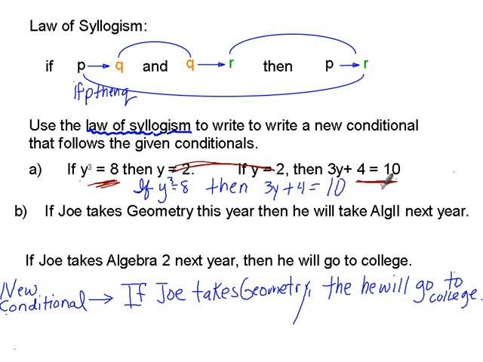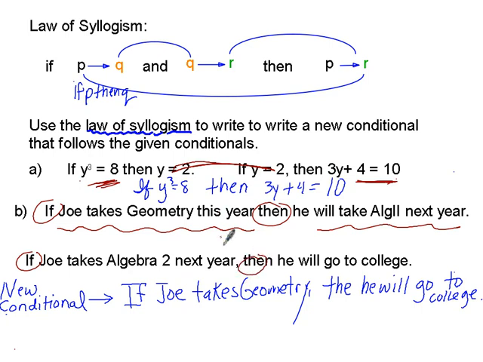Another example, if Joe takes geometry this year, like you're all doing, then he will take Algebra 2 next year. If Joe takes Algebra 2 next year, then he will go to college. So we have two conditionals. So we can make a new conditional by the law of syllogism. If Joe takes geometry, then he will go to college.